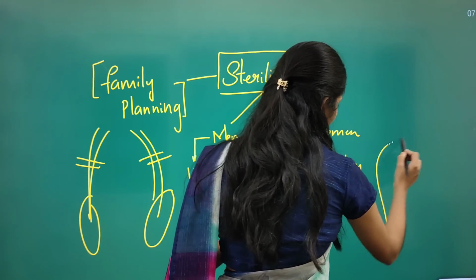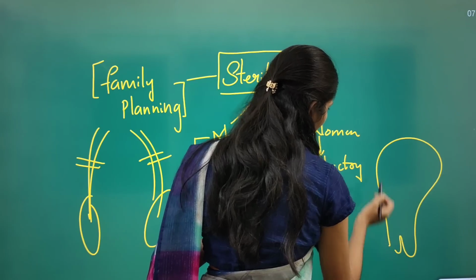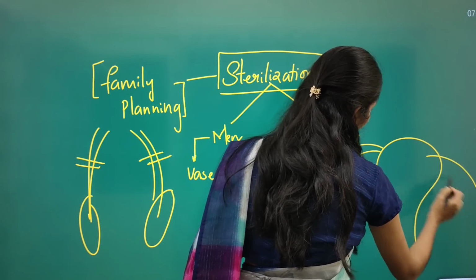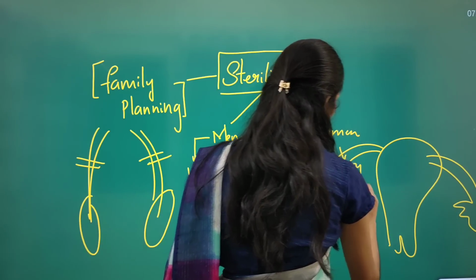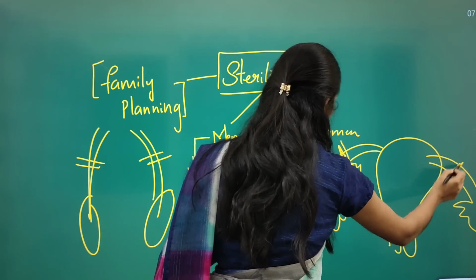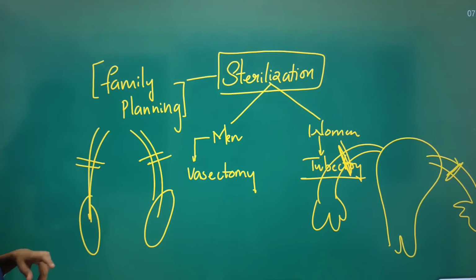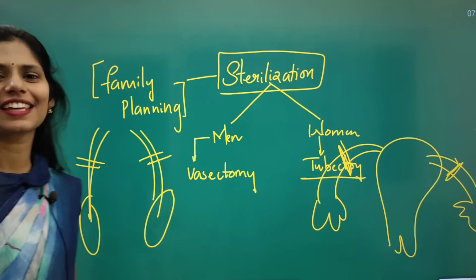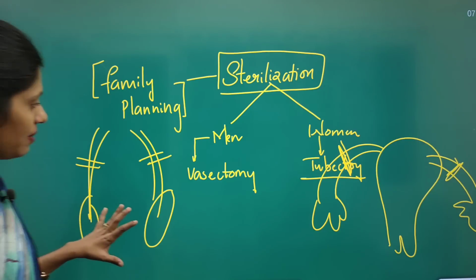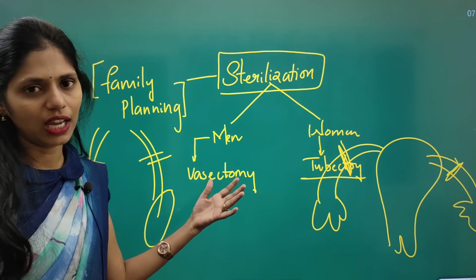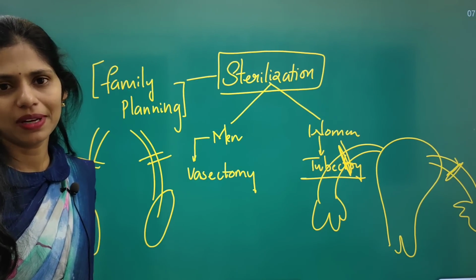And in females, this is the uterus, the womb. Here we have tubes, fallopian tubes, right? So we go for clamping of these tubes. It is called tubectomy. So here also we are saying that there is gender discrimination. That means many men are not going for this family planning. Many times women are the ones going for this family planning.